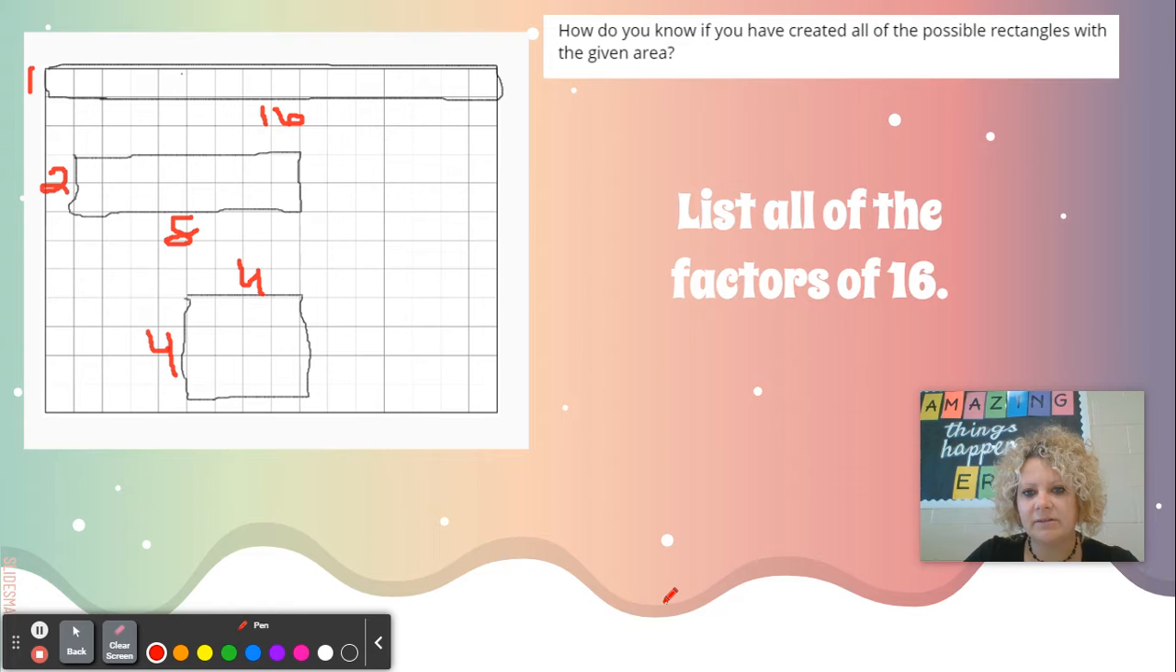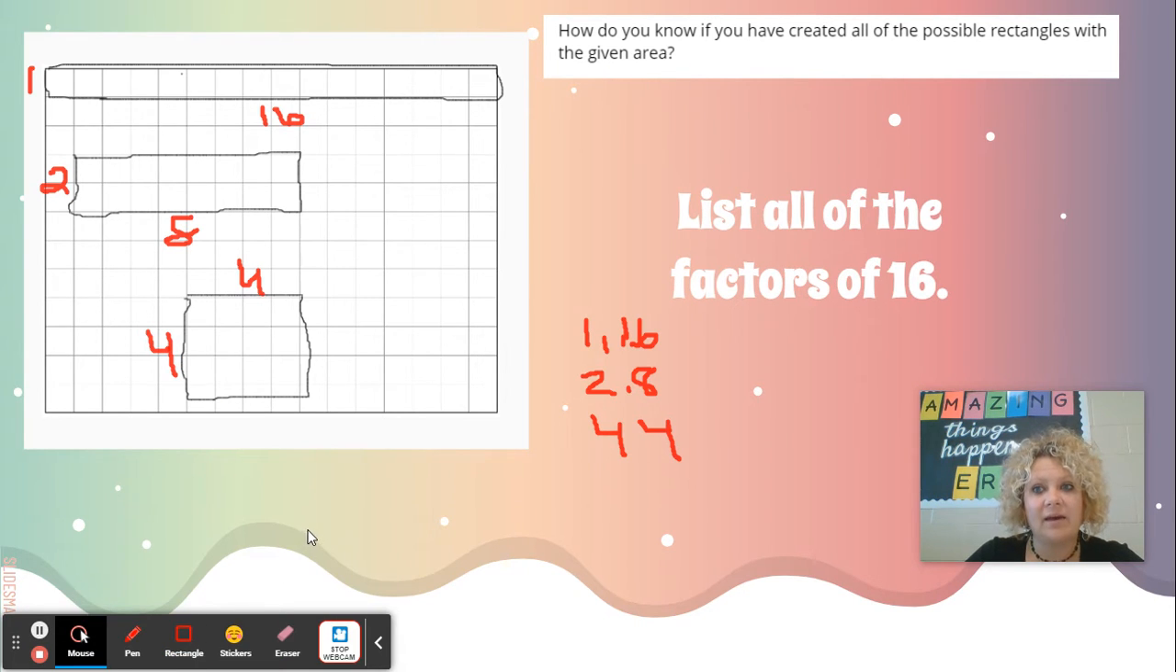So all of my factors of 16, well, I know that I would have 1 and 16, and I would have 2 and 8, and I'd have 4 and 4. So these are all of our factors of 16: 1, 2, 4, 8, and 16. Okay, so that's how we can use those area models. And I know that there's no other way I can do this because I have 1 times 16, 2 times 8, and 4 times 4. Those are factors of 16, and those are the only ones that we have. Okay, so that's how I know that I've created all possible rectangles with the given area of 16.